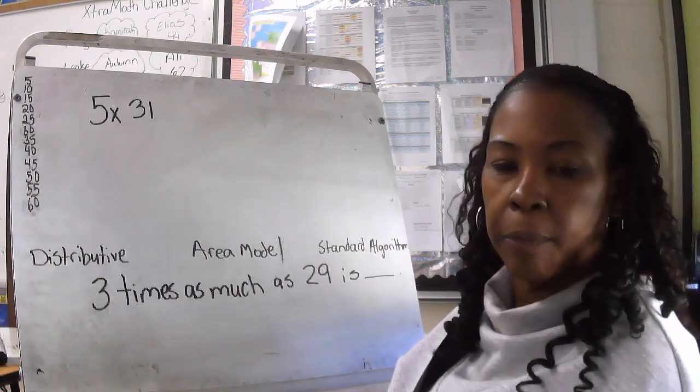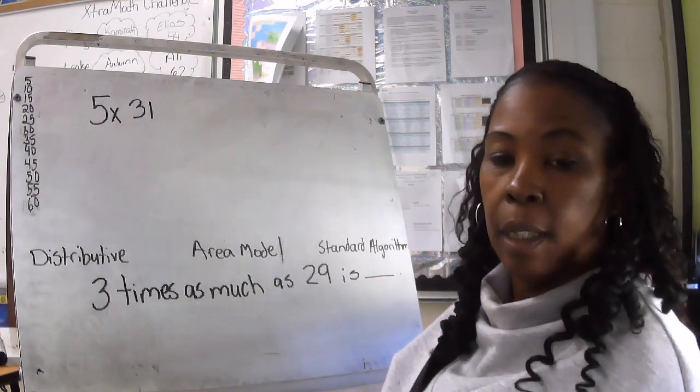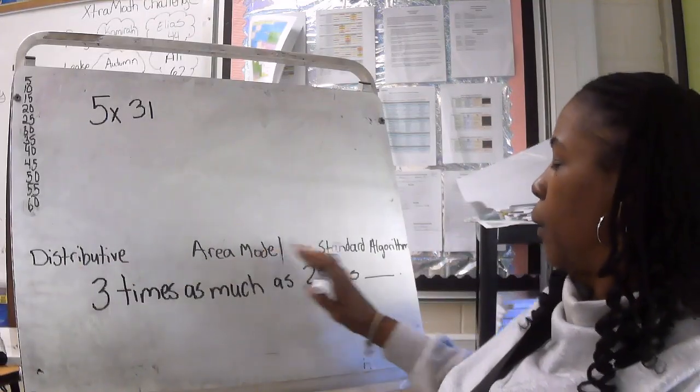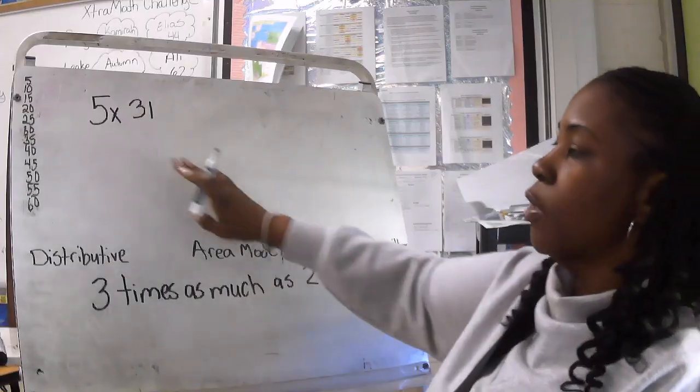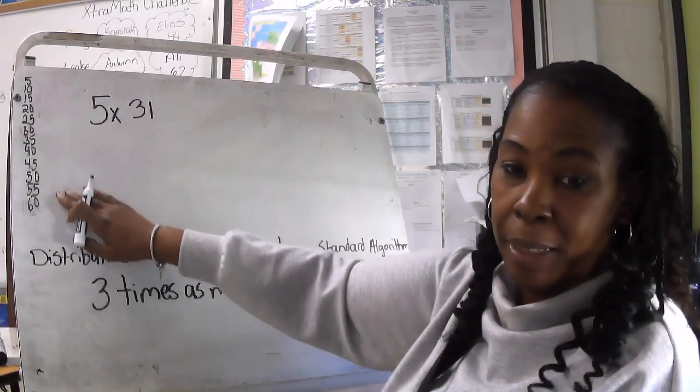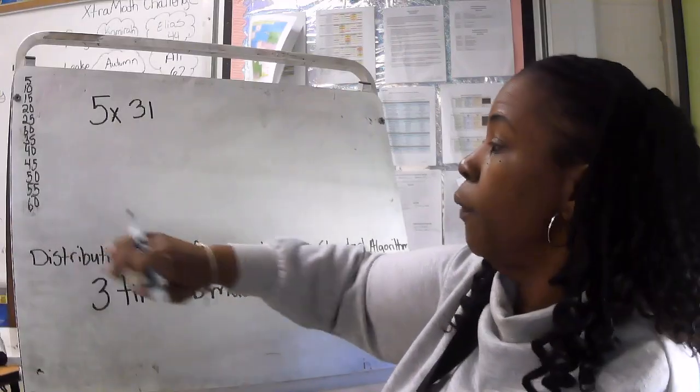We're using multiplication in three different ways to find our product. We're using the distributive property, area model, and standard algorithm. So first we have 5 times 31. I have written my multiples down. That is a must, part of showing their work.